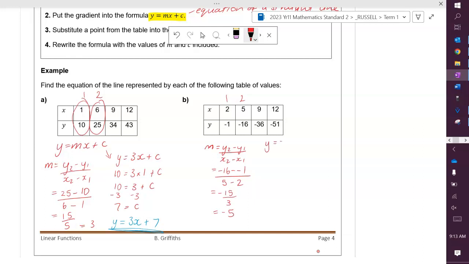So if I put this into our linear equation formula, or our straight line formula, I'm going to pick a set of coordinates again to put into the x and y values. I'm going to use the first one again, it's the simplest. So y is negative 1, negative 5 times x, which is 2, plus c. So negative 1 equals negative 10 plus c. I need to eliminate the negative 10, so I add 10. Negative 1 plus 10 is 9, which is c, so that's our y-intercept where that line crosses the y-axis. And then I rewrite my formula. So I get y equals negative 5x plus 9.